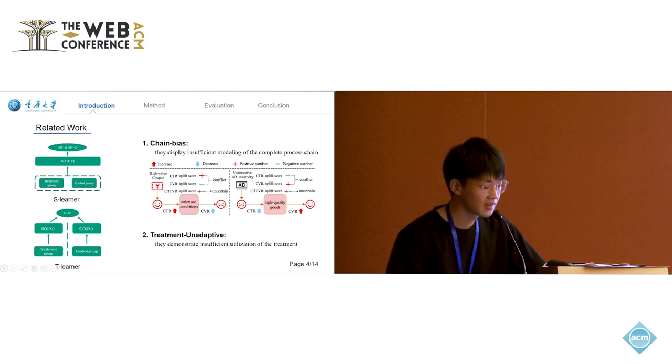And secondly, under-utilization of treatment. The key of uplift modeling is to capture user behavior changes under various treatments. The common methods involve using attention methods for treatment modeling, which are vector-level integration methods lacking the flexibility needed to capture the feature changes on the various treatments. Therefore, our method primarily addresses the two challenges.